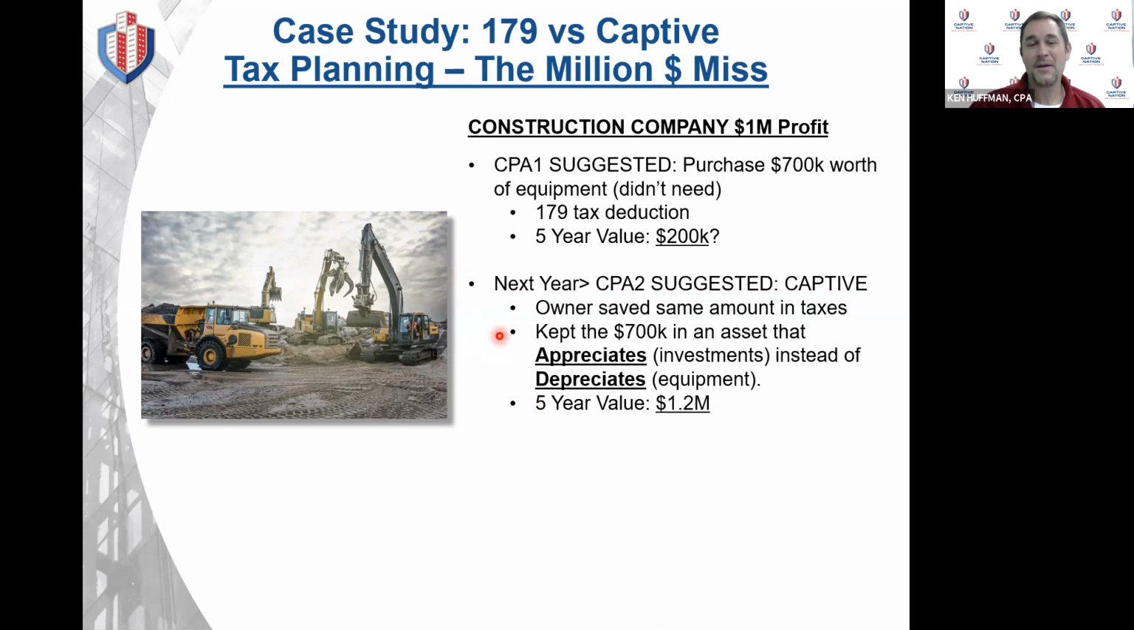That's what happened the next year. They still spent $700,000, but instead of it going into a piece of equipment they really didn't need or want, it's going into the captive. The money that's in the captive can then be invested. And so now it's in an asset that appreciates instead of depreciates. And in 5 years, the value of that was $1.2 million. That is a net change of $1 million. Now that's a lot of money. And they protected their business. So you see the value of a captive is tremendous.